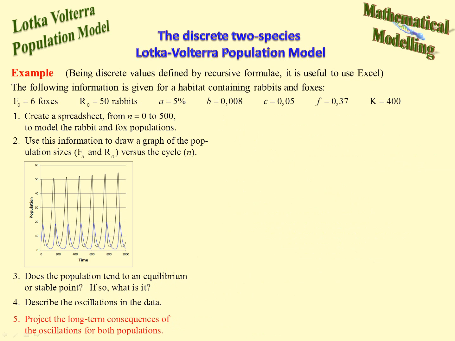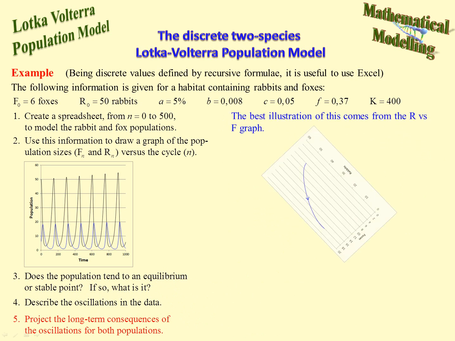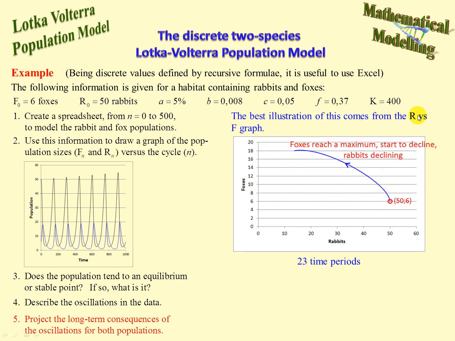So let's project the long-term consequences of the oscillations for both populations. So I'm going to do the R versus F graph. For 23 time periods, you see there's the starting point, 50 rabbits and 6 foxes. Now you'll notice that as time progresses, the foxes are going to climb and the rabbits are going to decline. Notice this isn't time, so I don't think a progression to the right. These are just a series of points in a scatter plot. Foxes versus rabbits.